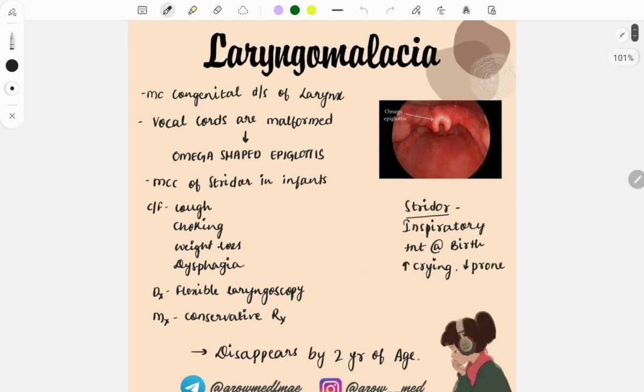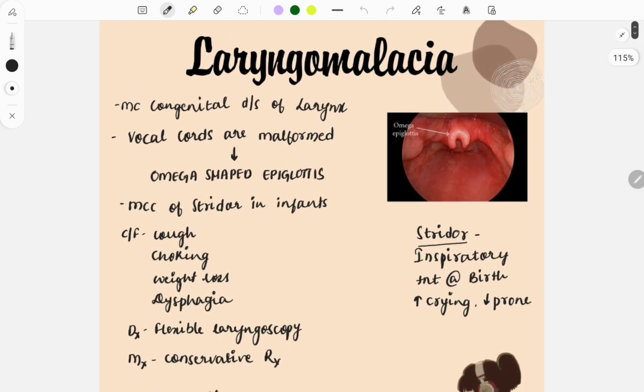So, let's get started. Laryngomalacia, a very important topic from the ENT and also comes in pediatric sometimes. It is a pediatric condition and it is the most common congenital disease of the larynx. So this one was a PYQ.